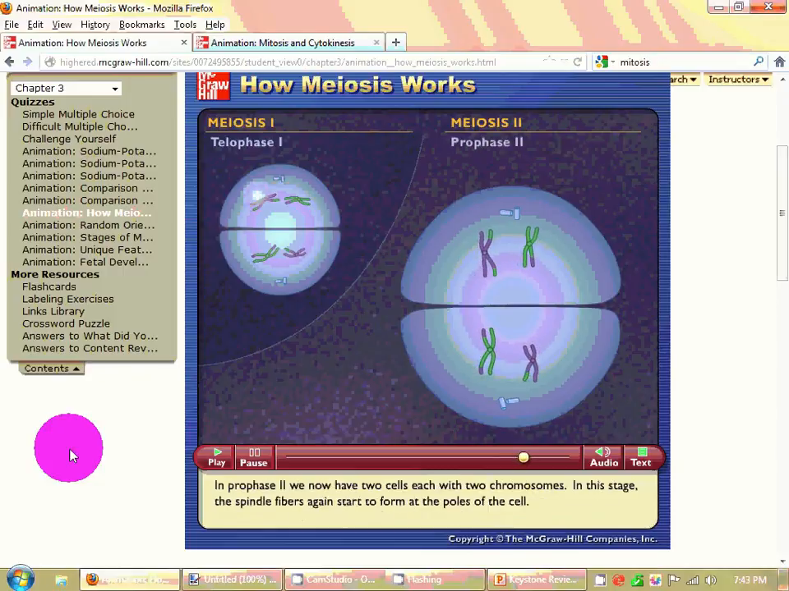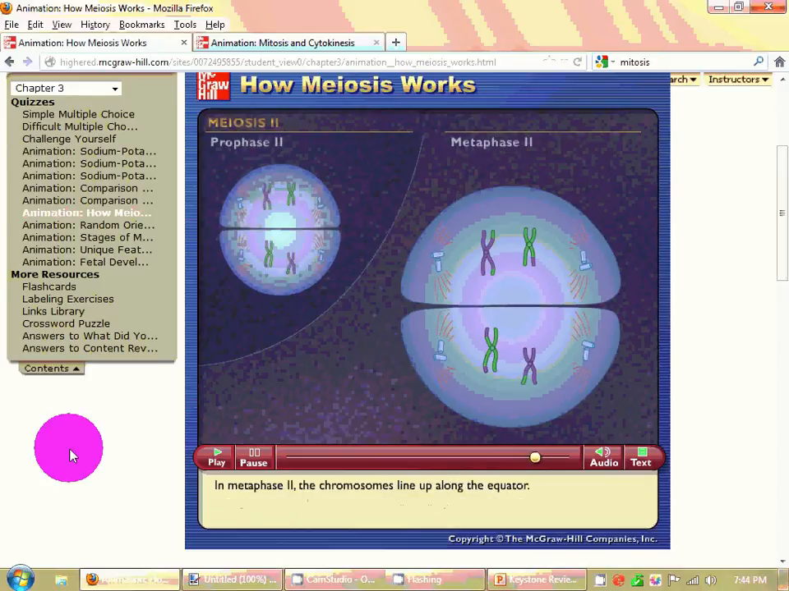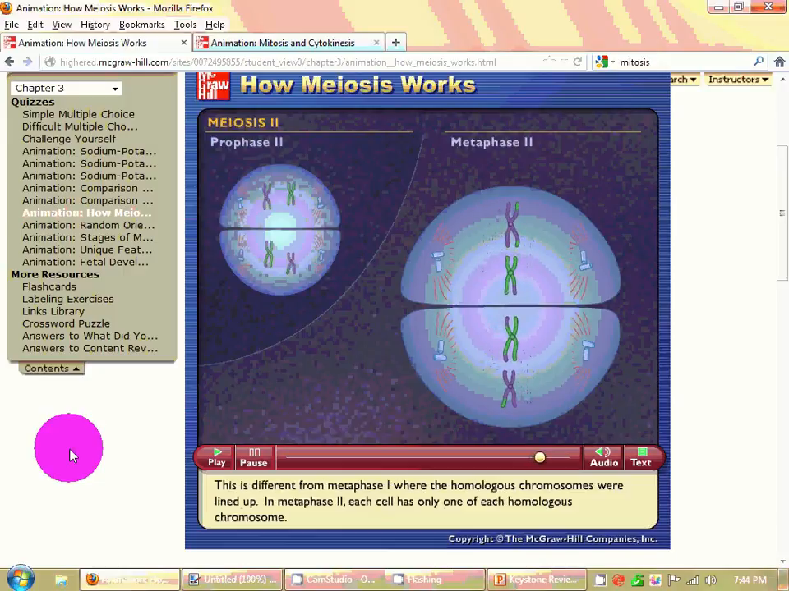In prophase II, we now have 2 cells, each with 2 chromosomes. In this stage, the spindle fibers again start to form at the poles of the cell. In metaphase II, the chromosomes line up along the equator. This is different from metaphase I, where the homologous chromosomes were lined up. In metaphase II, each cell has only 1 of each homologous chromosome.